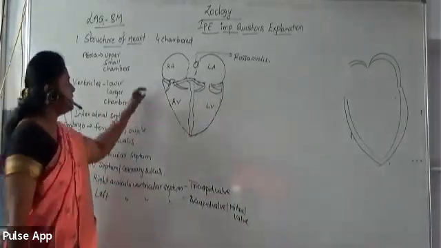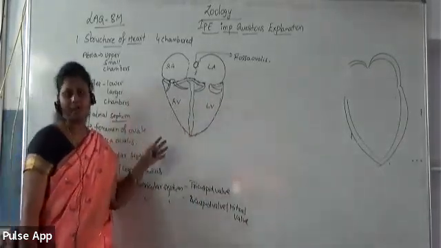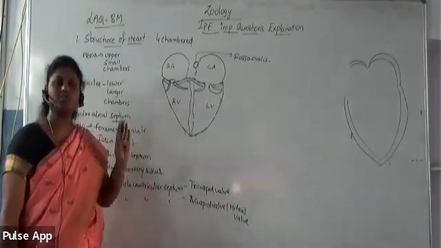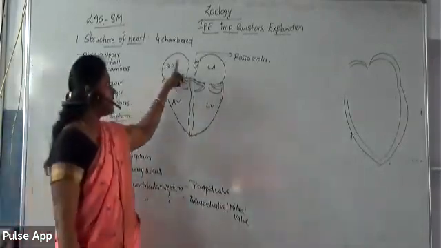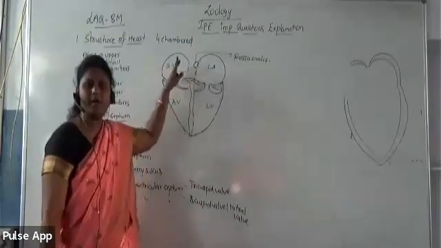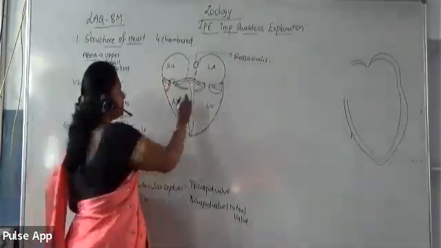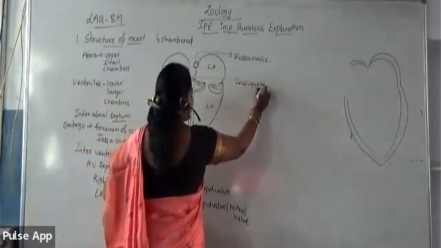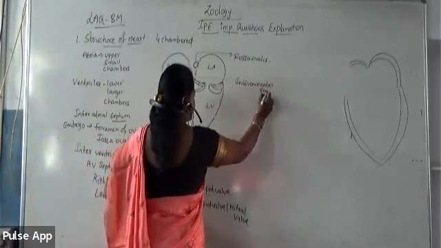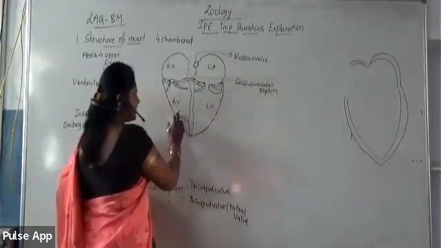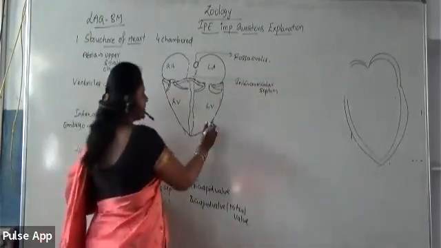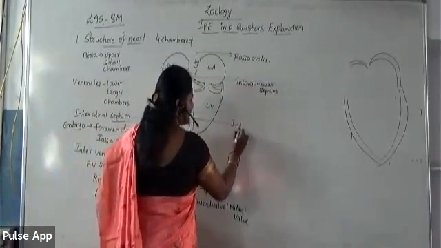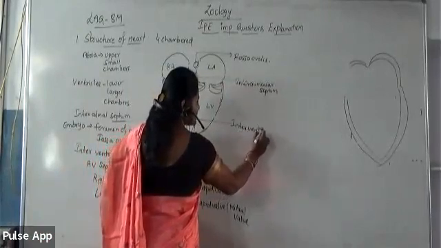So like this, first of all, you should talk about the septa that separate the 4 chambers of the heart. The right atrium and left atrium are separated by the interauricular septum, or interatrial septum. And the right ventricle and left ventricle are separated by the interventricular septum.